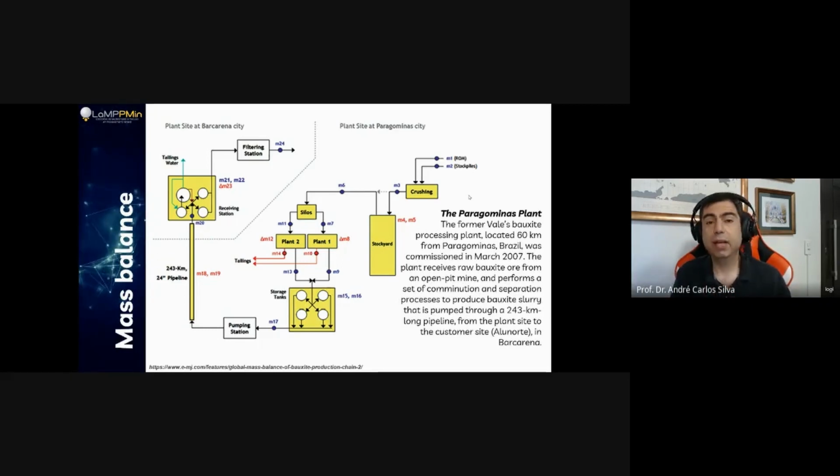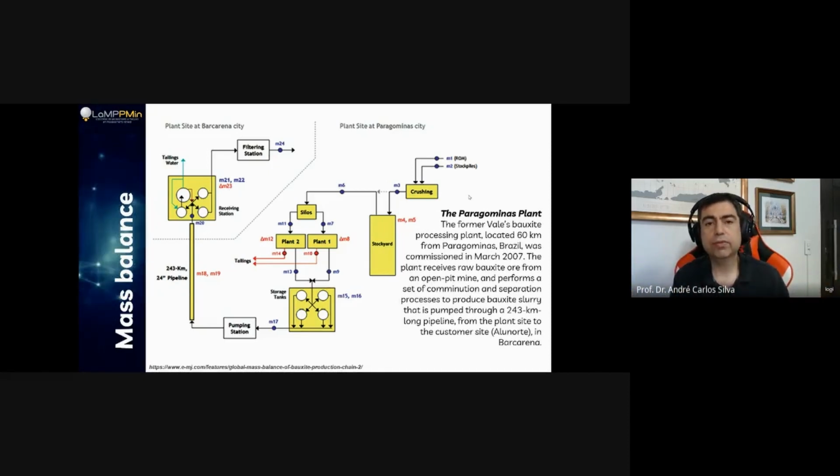we call this M6. So I'm going to deliver this material to a silo, and this silo can feed actually two plants, plant 1 and plant 2. And that's why I have M7 and M11. Why 11? Because M8 is going to be material coming out of the plant. Being introduced in the plant as a delta M8, and then we have M9, M10, and so on.